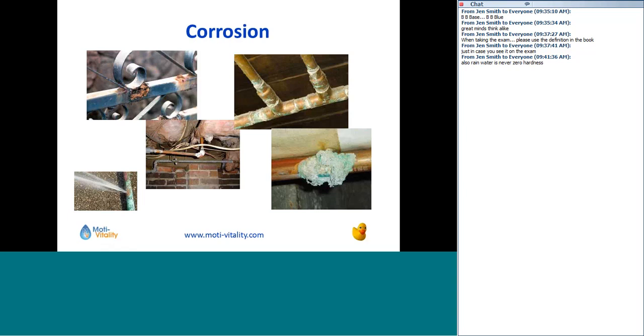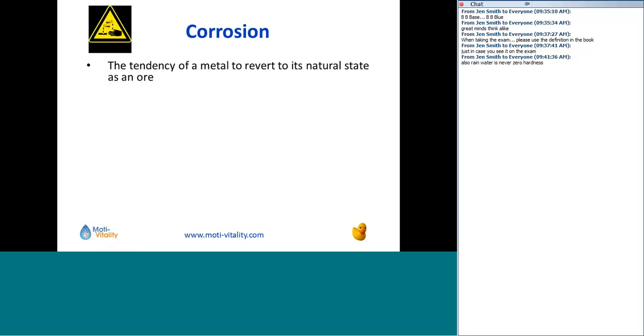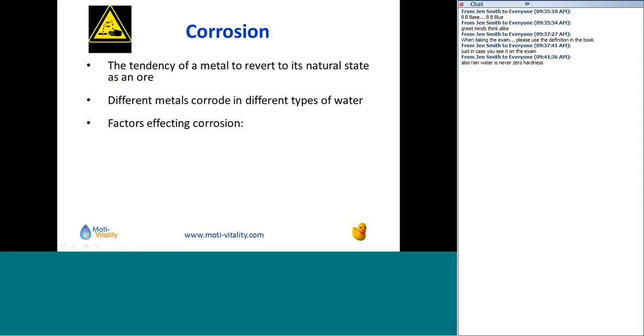Corrosion. I do have a lot more corrosion pictures on the website, so you can take a look at that too. Corrosion is caused by a few different things. Corrosion is the tendency of a metal to revert to its natural state as an ore. Different metals corrode in different types of water. There are factors that affect corrosion.